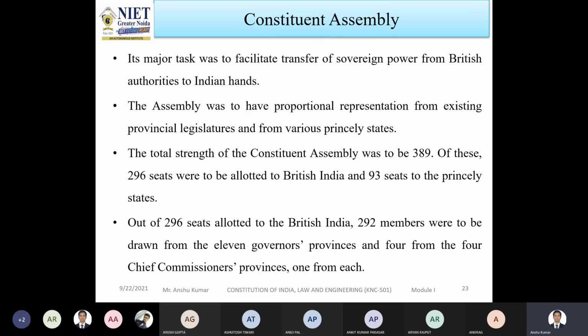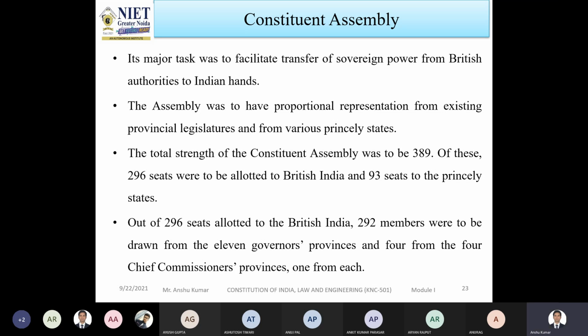Now the next part: its major task was to facilitate the transfer of sovereign power from British authority to Indian hands. What is the meaning of Constituent Assembly here? Why do we need this? What was the major task of the Constituent Assembly? Its task was to facilitate the transfer of sovereign power from British authority to the Indian government.